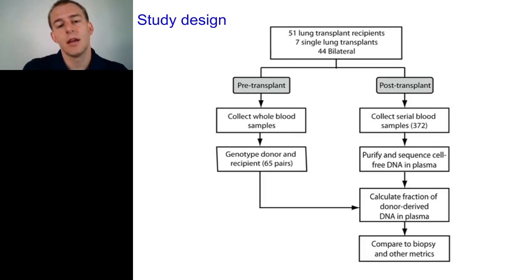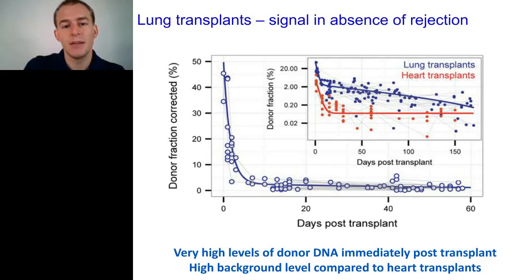We collected, in this case, samples mostly from adult lung transplant recipients. 51 of these, 44 had a bilateral lung transplant. That means that they received both sides of the lung, and 7 of these only received a single lung transplant. We collected samples pre-transplant for genotyping, and post-transplant we collected blood samples and extracted plasma and plasma DNA for sequencing. And these are some of the results.